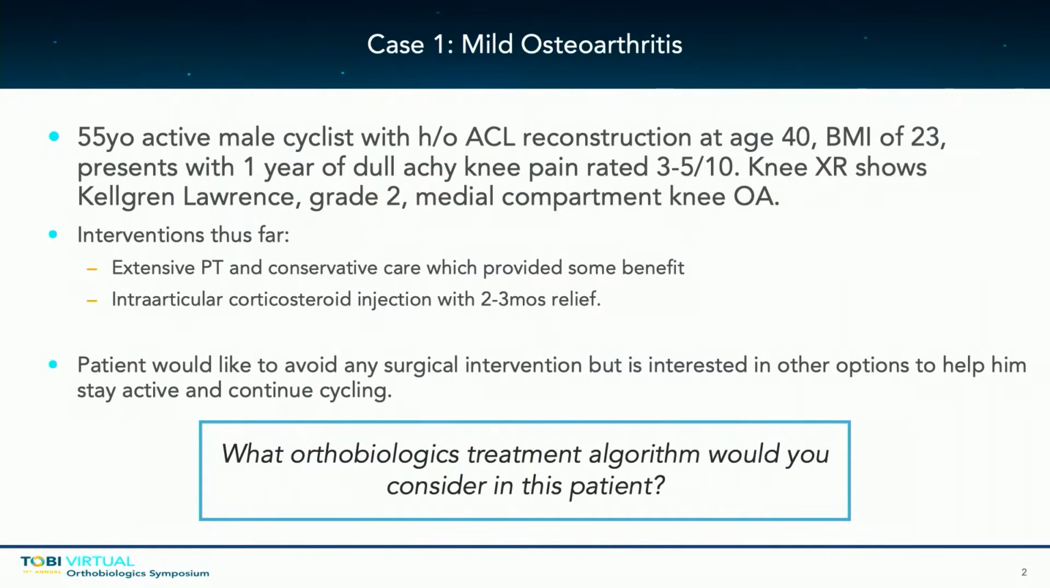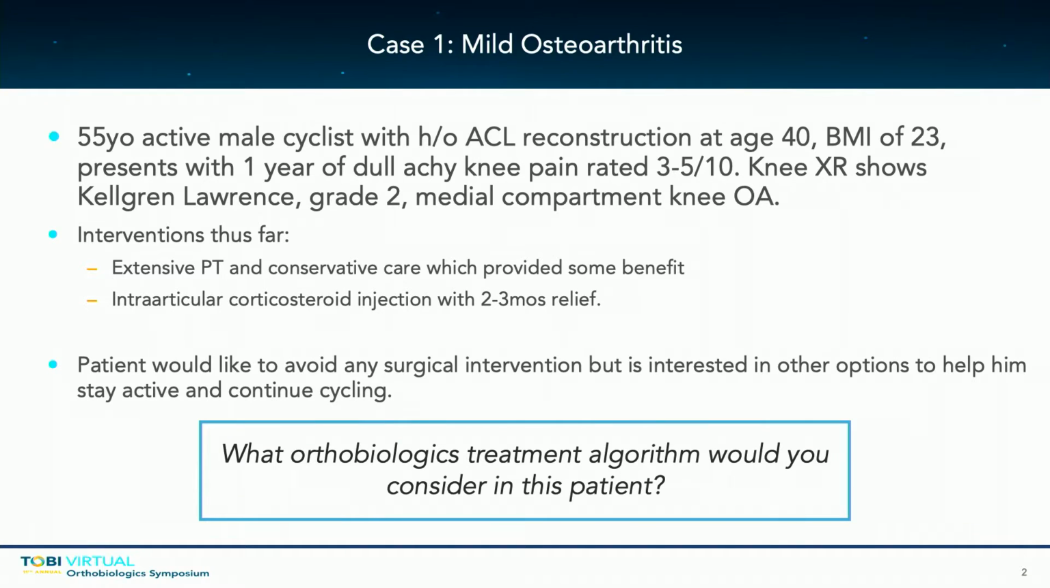So case number one is a case of mild osteoarthritis. We have a 55-year-old active male cyclist with a history of ACL reconstruction at age 40, BMI of 23, who presents with 1 year of dull, achy knee pain, rated 3 to 5 out of 10. Knee x-ray shows Kellgren-Lawrence grade 2 medial compartment knee osteoarthritis. Thus far, the patient has tried extensive PT and conservative care, which provided some benefit, and they've done an intra-articular corticosteroid injection with approximately 2 to 3 months relief.